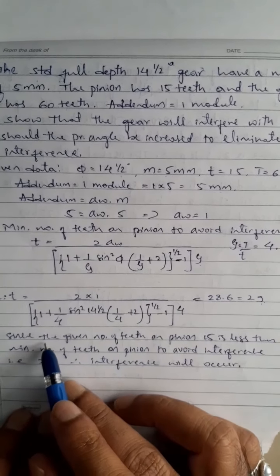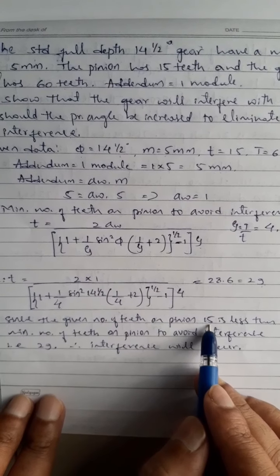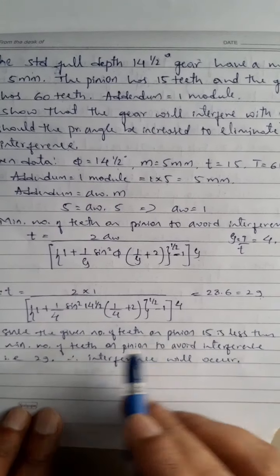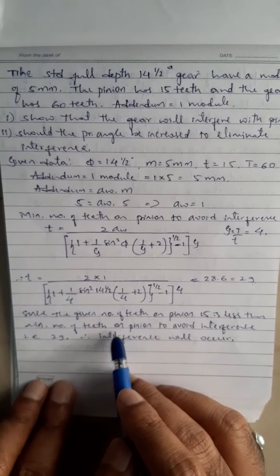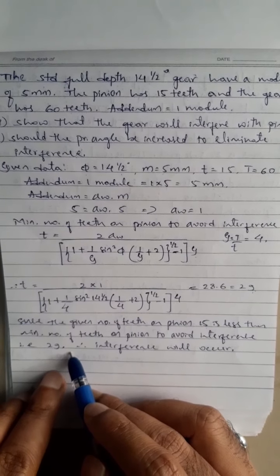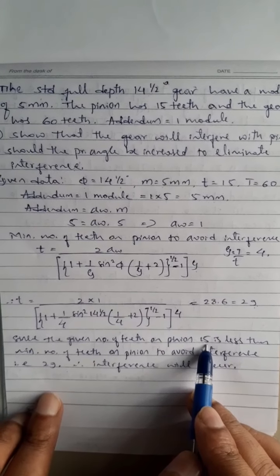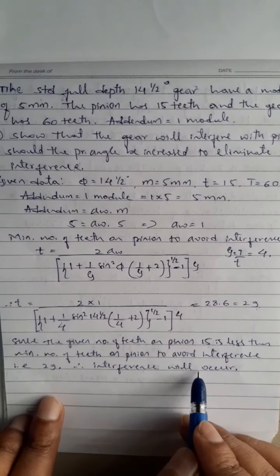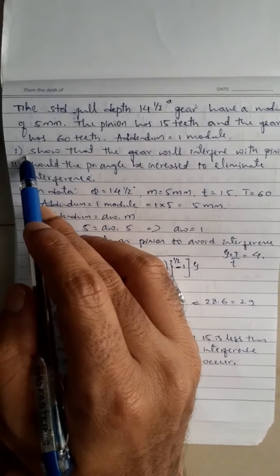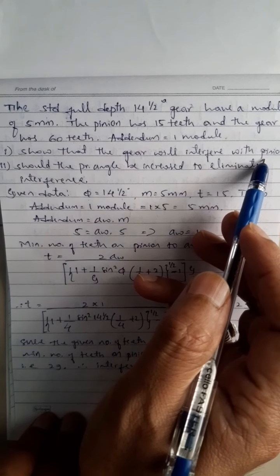Since in the given question the number of teeth on pinion is 15, which is less than 29, that is the minimum number of teeth on pinion to avoid interference is 29, but what is given is 15. So with this we can conclude that interference will occur between the pinion and gear. So this is the solution for the first bit. We have proved that interference will occur between pinion and gear.